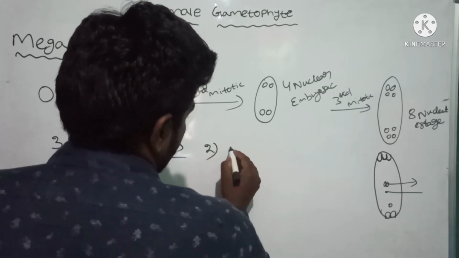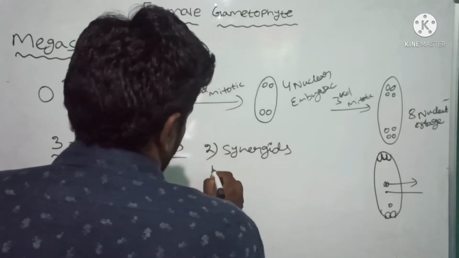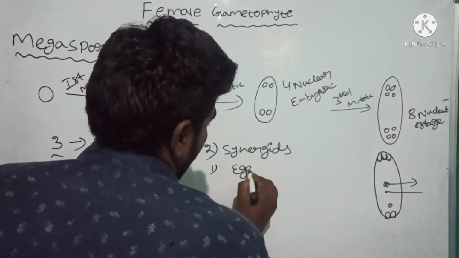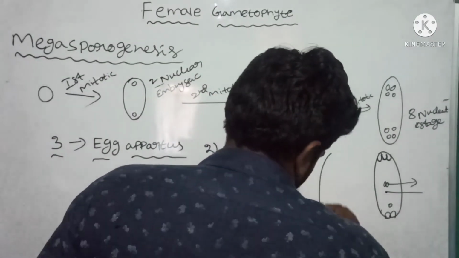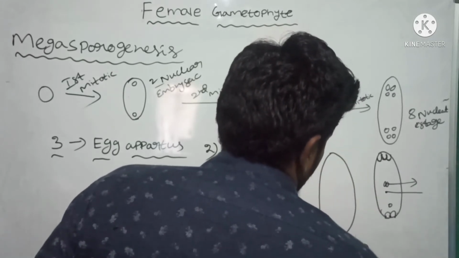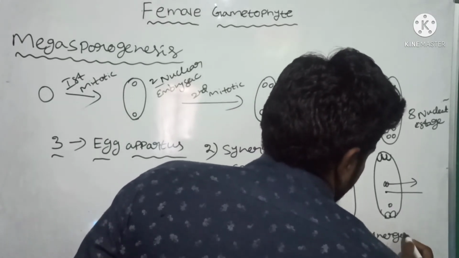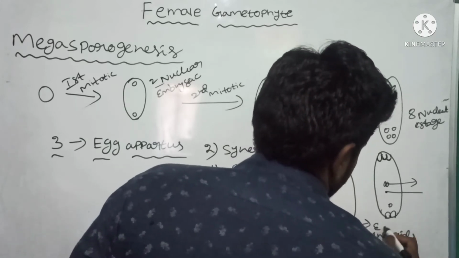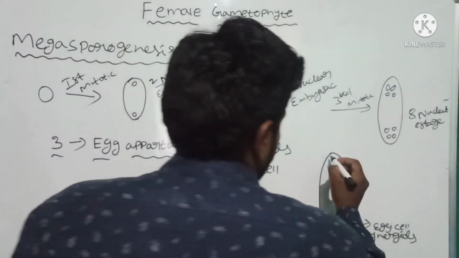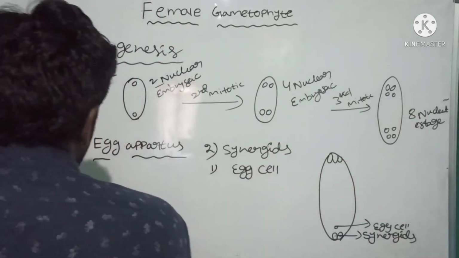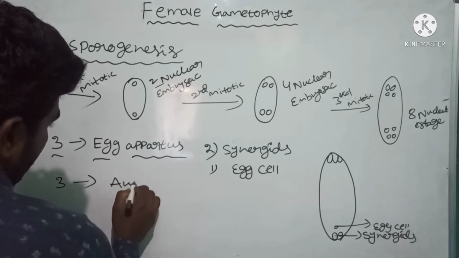In this egg apparatus of three cells, two are synergids and one is the egg cell. Three cells move to the chalazal end to form the antipodal cells.